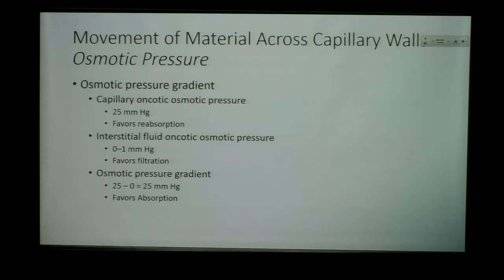The osmotic pressure, or the oncotic pressure or the colloid pressure, in the capillary is going to be quite high because we have proteins in the capillary that cannot cross the capillary wall. And so that's about 25 millimeters of mercury, and that favors reabsorption, right? Remember, that's a pull. So we're pulling fluid from the IS into the capillary.